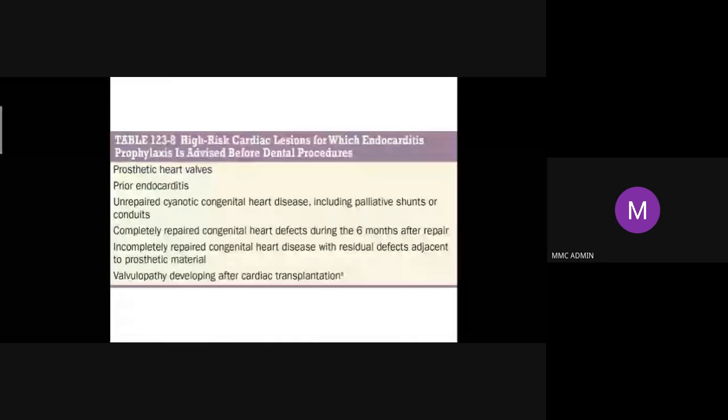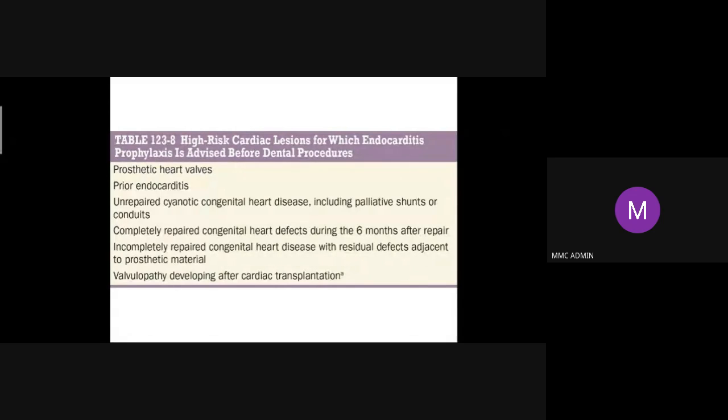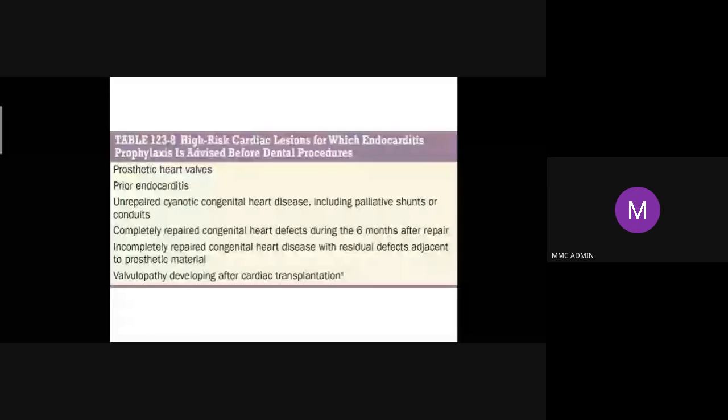Before doing any procedure, the patients who are more prone to getting infective endocarditis are those having any prosthetic valve, any prior endocarditis, or any unrepaired cyanotic congenital heart disease, including palliative shunts and conduits, or completely repaired congenital heart disease during the 6 months after repair, incomplete repair with residual defects adjacent to prosthetic material, or valvulopathy after cardiac transplantation.